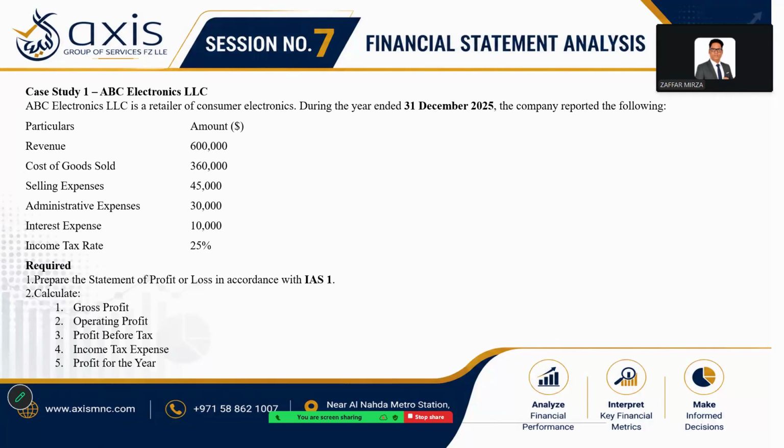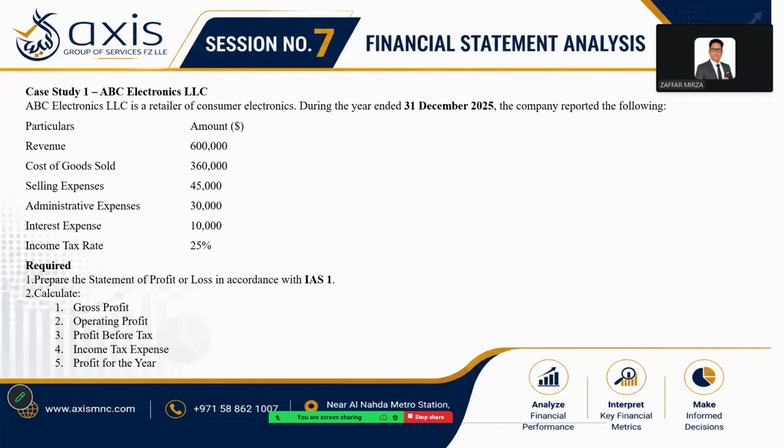This is a case study. First calculate, then I will show you the question number 3. What is the answer? What is the gross profit, Mushraf? 240,000. All of you, please turn on your cameras. Sir, my camera has a problem. What is the gross profit? 240,000, yes, sir.